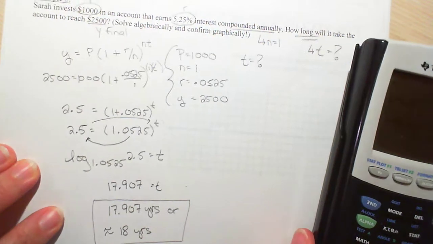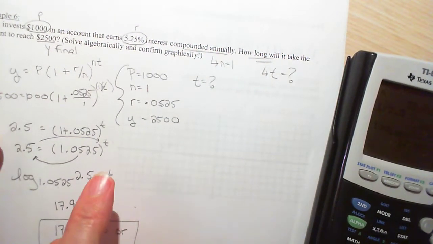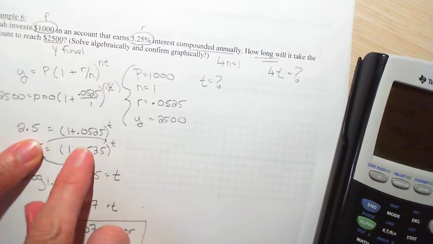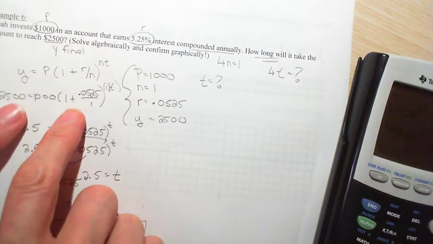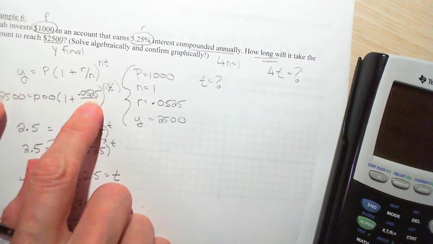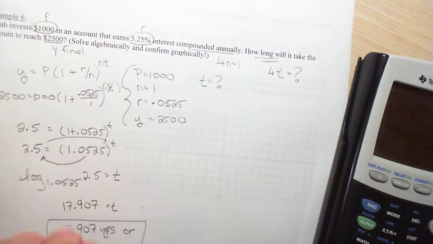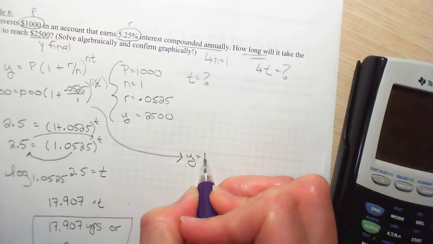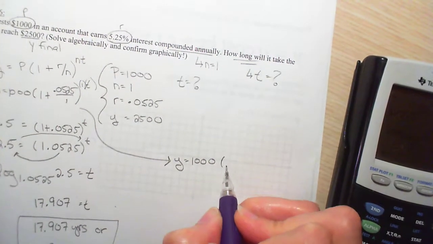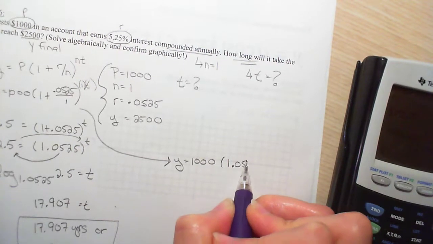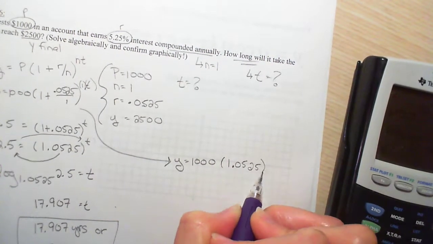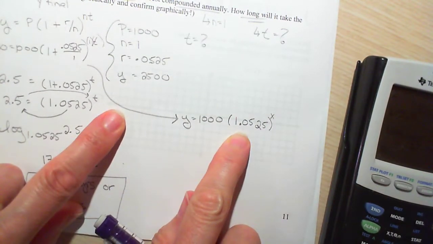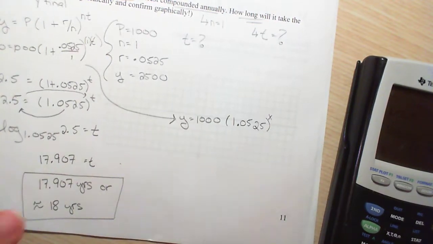Okay, now it says confirm graphically. So let's look back here and think, what do we want to graph? This is the function we want to graph. And we want to find out when y is equal to 2,500. So what we want to put in our calculator is this function, 1,000 times 1.0525 to the x. So we want to graph this and see when y is equal to 2,500.